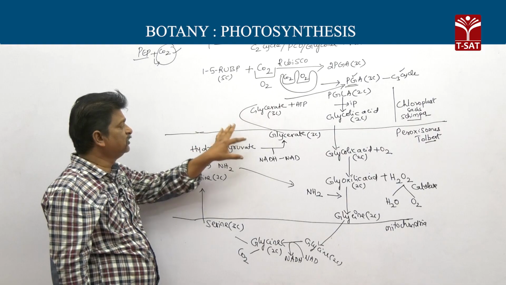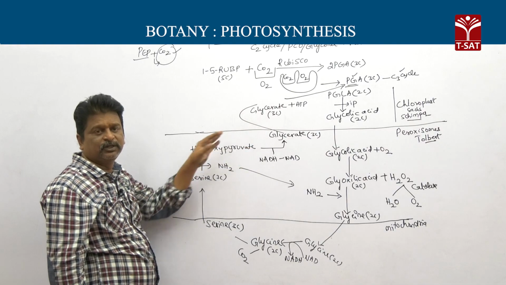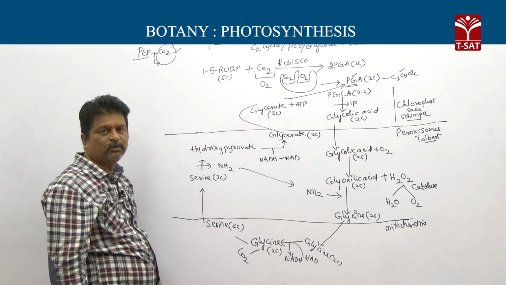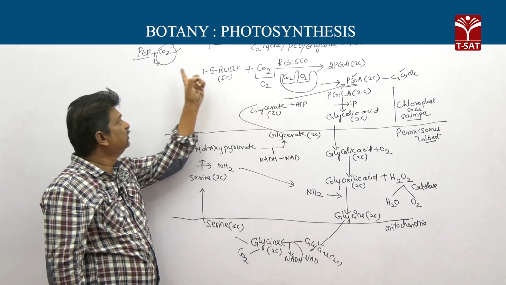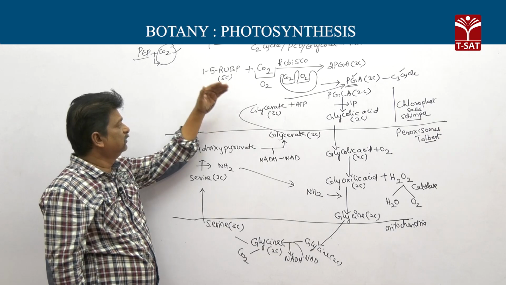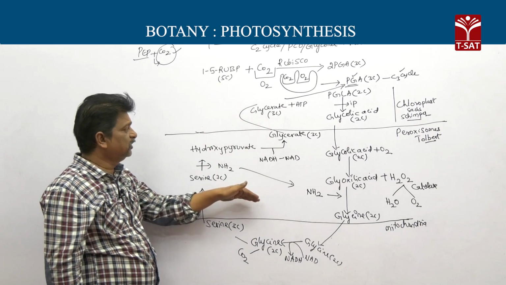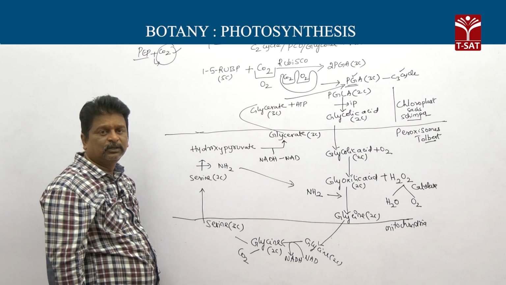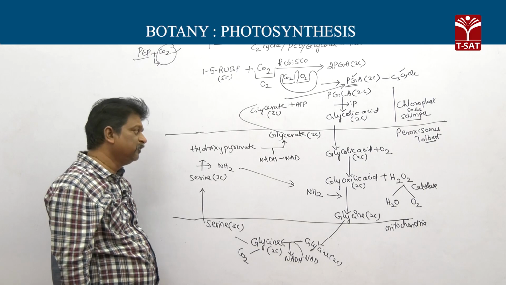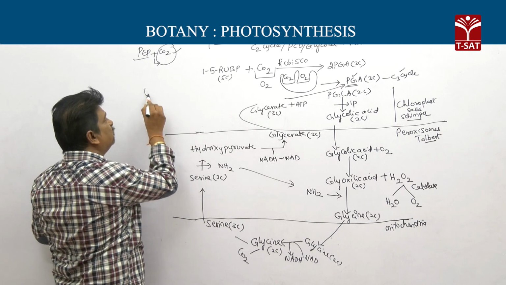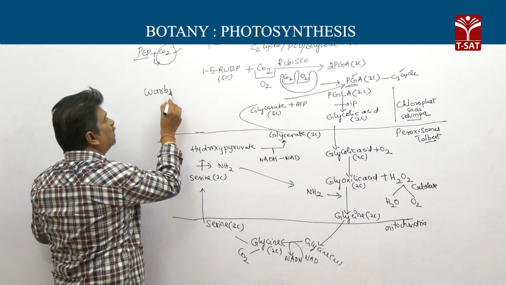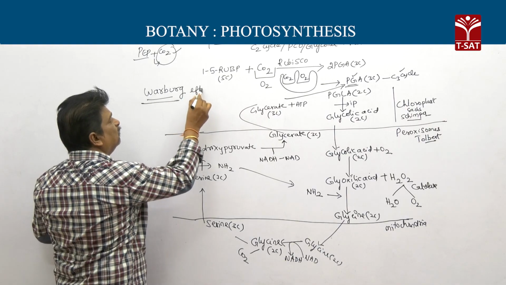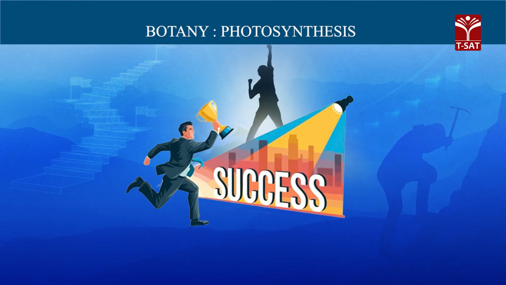Only in C3 plants does this photorespiration take place, because C3 plants do not contain an efficient carbon dioxide fixator, that is PEP. That is why photorespiration occurs in C3 plants and reduces photosynthesis, and it was first reported by Warburg. So, photorespiration is also called the Warburg effect.